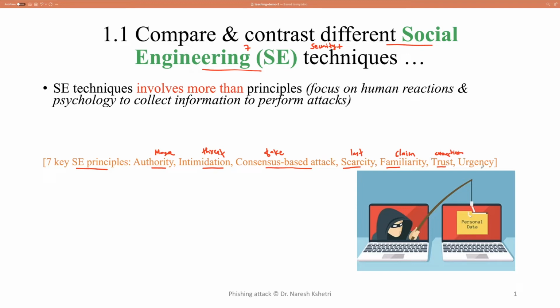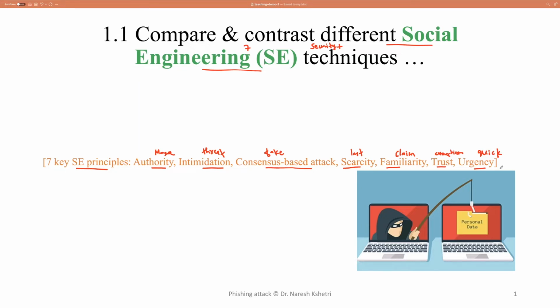And the last one is urgency. Although it looks like scarcity, it is a feeling that action must be taken quickly. So they try to make you feel there should be quick action, otherwise something is going to happen.